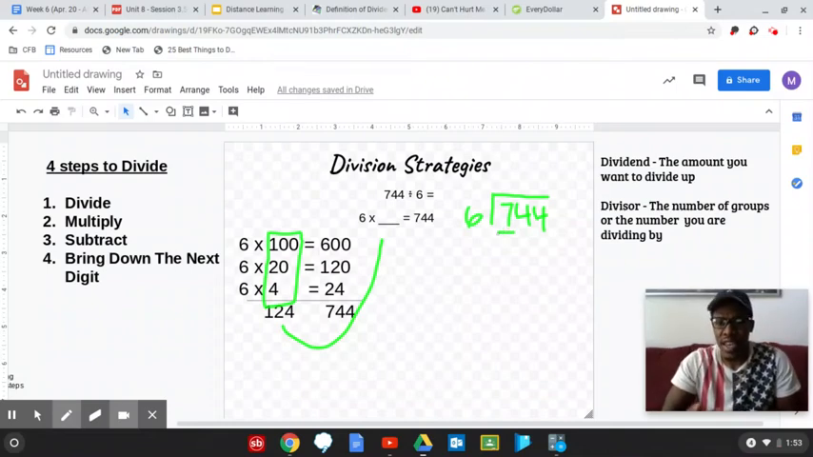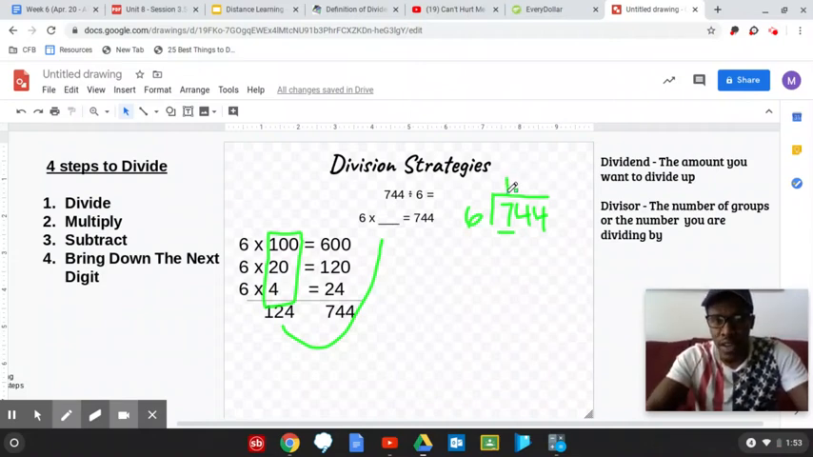Well, let's see. If I had 7 pencils, how many groups of 6 can I make? Just one. So you put a 1 above that 7. Your second step, multiply. For this step, you're always going to be multiplying your divisor by whatever number you just wrote above your house. In this case, it's 6 times 1, which equals 6. My third step, subtract. 7 minus 6 is 1.